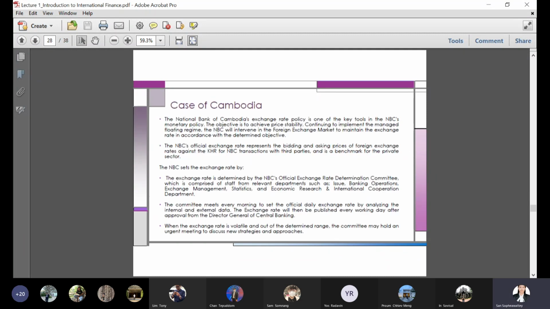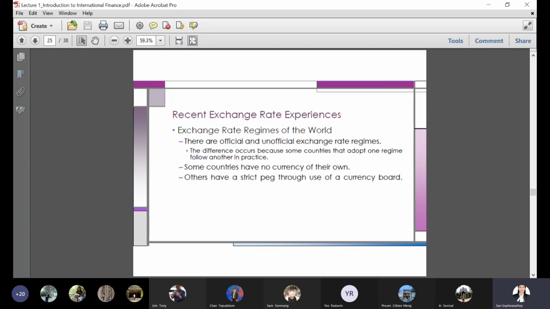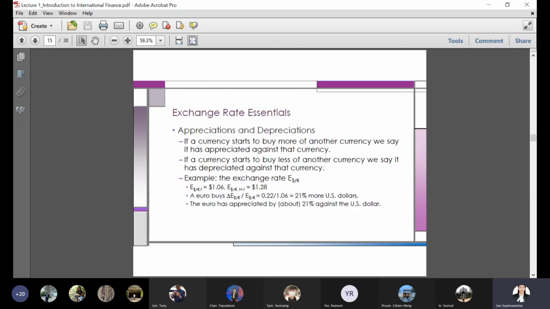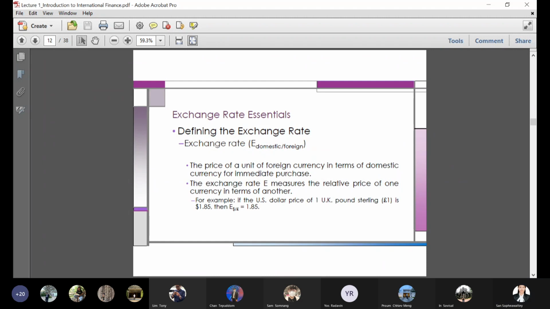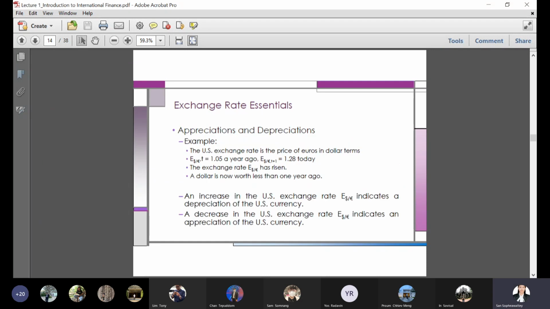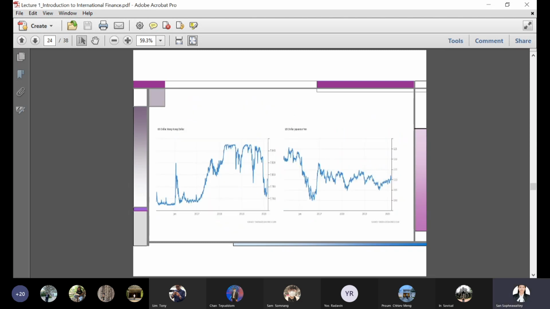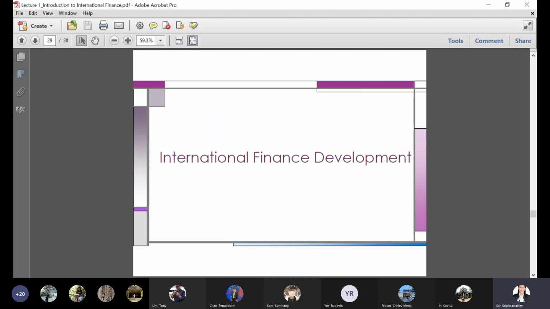From the first part, we talked briefly about what we study in international finance, including the balance of payment, and the most important part is the exchange rate and foreign exchange market. So in lecture 2, we will go deeply into the foreign exchange market. And then in lecture 3, we look at the balance of payment, which is very important in international finance. You can look at the course online.